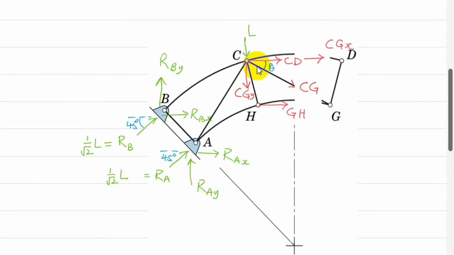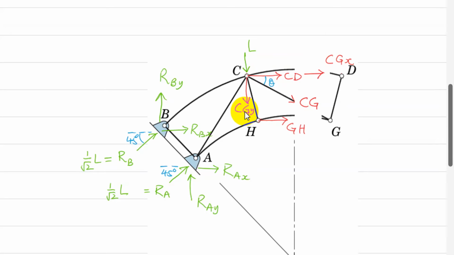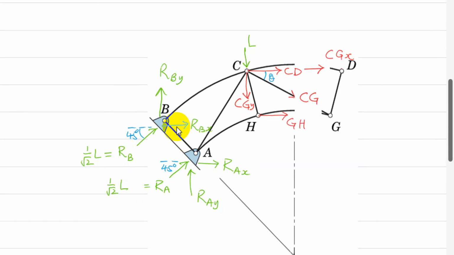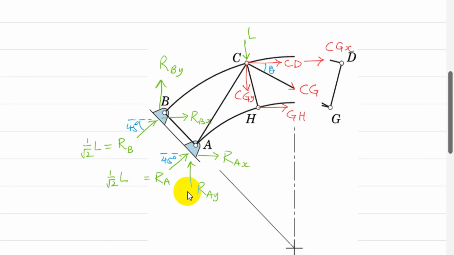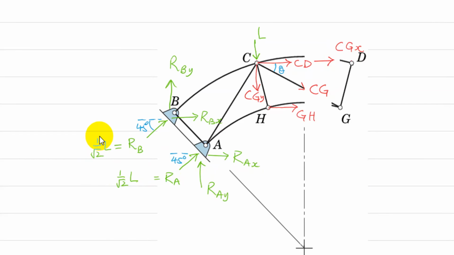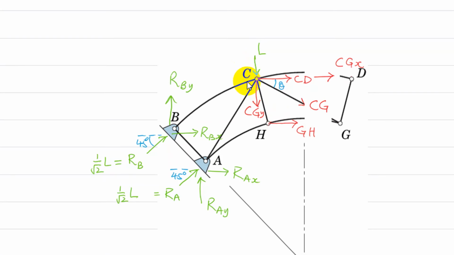So one of the inclined members is CG. It is resolved into its components CGx and CGy. Similarly, the reactions are resolved into their components as RBx, RBy, and RAx and RAy. Both reactions are the same and equal to 1 over root 2 L. I need to find CG. There is only one unknown in the vertical direction, so I'll apply sigma Fy equal to 0 to find CG.